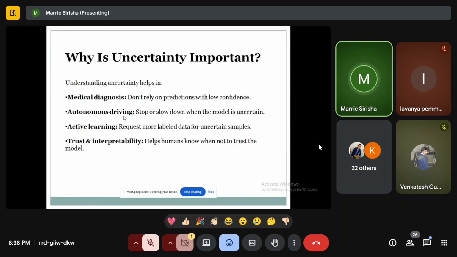If the car is seeing the pedestrians and objects but it is not stopping, then it is also called model uncertainty. It is not trained properly and it doesn't have any knowledge of what it sees, so it won't stop and it won't slow down. What happens? Obviously an accident will happen. So to avoid that issue, we have to improve our model. So this is what it tells: stop or slow down when the model is uncertain.